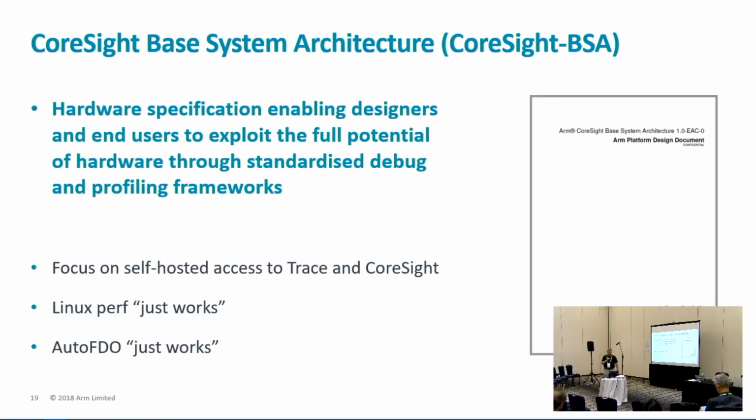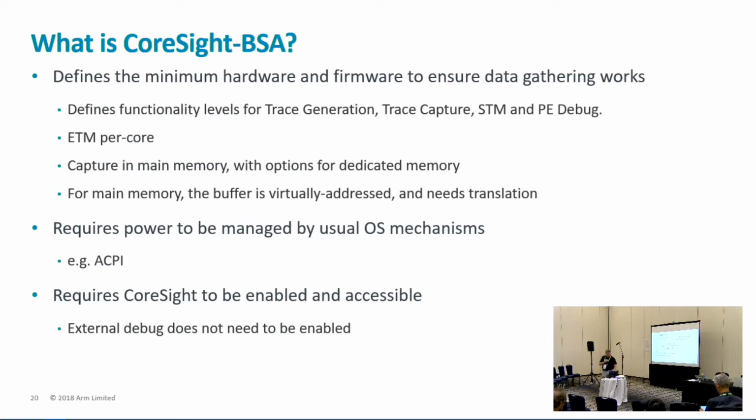This is primarily aimed at large Cortex-A systems, multi-core systems, the application processors, not so much the M-class and R-class. So it defines a minimum functionality in terms of hardware and, to an extent, the firmware and system. So it has different levels for trace generation, capture, debug, requires ETM per core. Ideally, you want to be capturing to main memory rather than the ETFs or ETBs that we've used in the past. It requires that the power management of CoreSight be used by the normal operating system mechanisms.